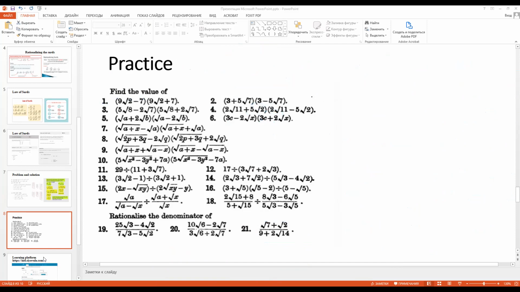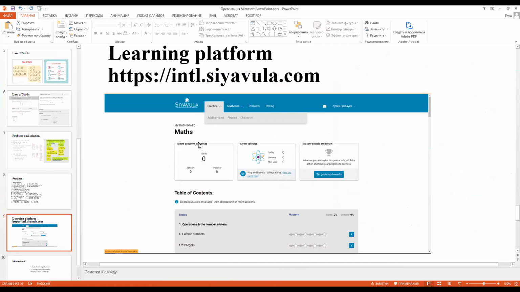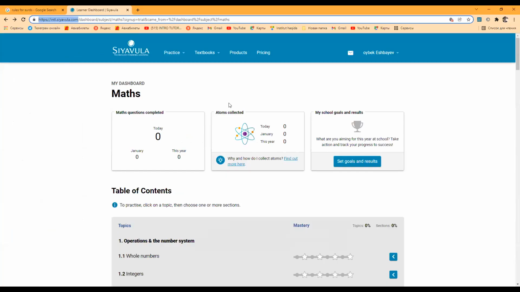Now I'm going to explain a platform, which is this one. This platform has different kinds of topics. For example, operations, number systems, whole numbers, integers, as you can see here. The link is in this one. This is the Siyavula platform. It is technology-powered learning. Here you have math problems, a lot of math content. So I'm going to go to this website. Can you see my screen?